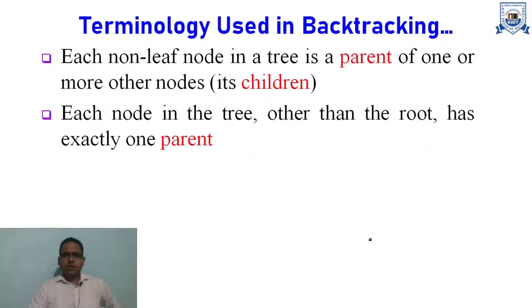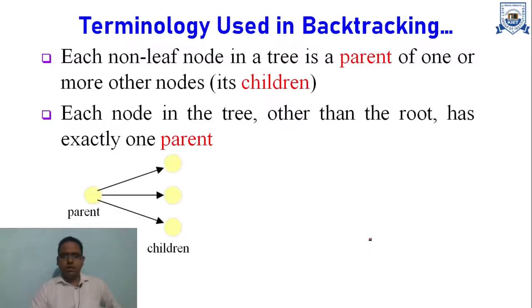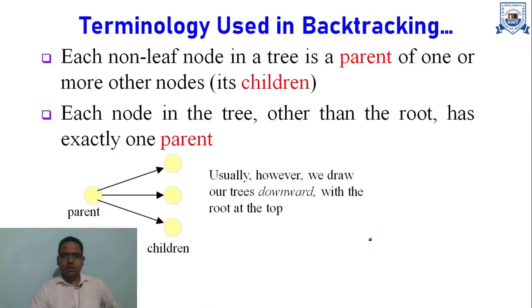Each node in the tree is the parent of one or more nodes, which are called children. Each node in the tree other than the root node has exactly one parent. So a parent is there, and a parent can have many children. We can draw this downward, parents and their children. This is the basic principle of the tree that we use for backtracking.